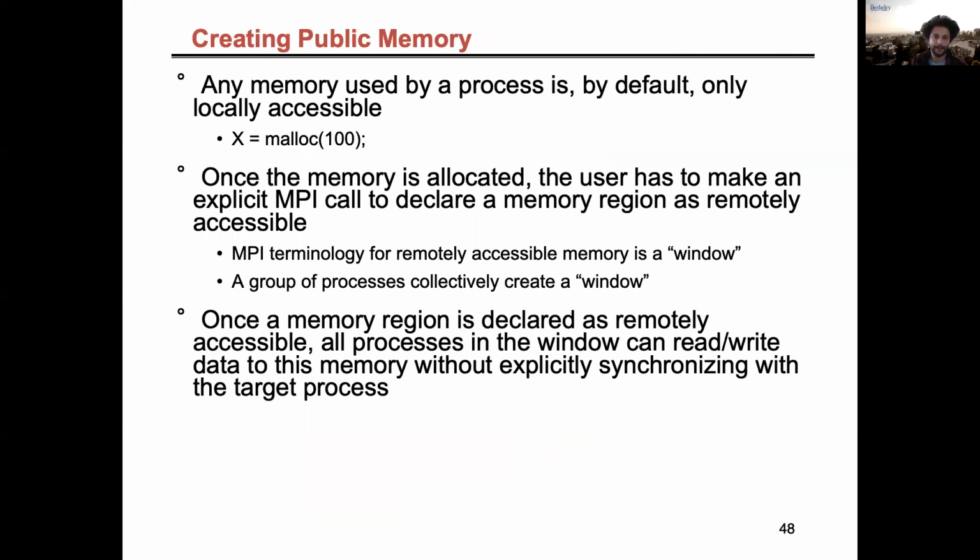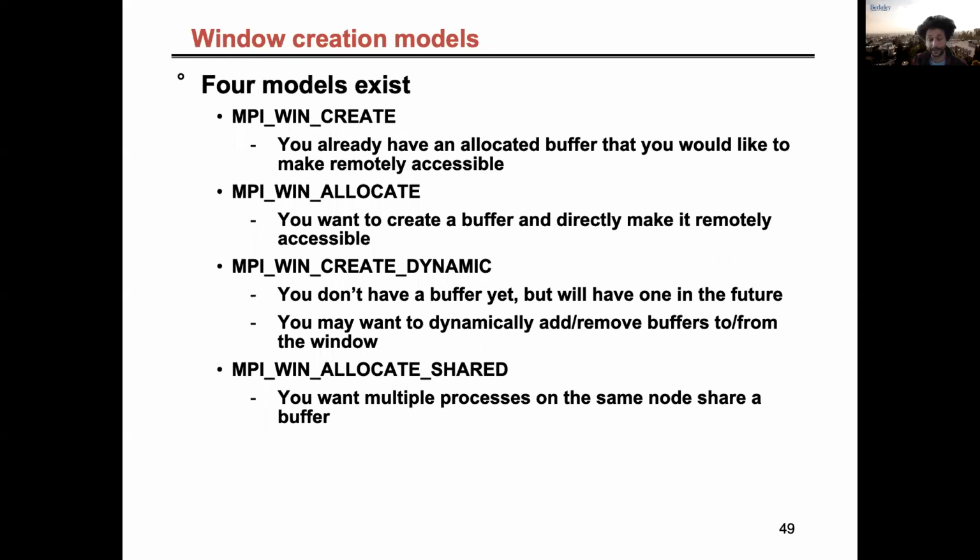Technically, you can upgrade any locally accessible memory that you have created, let's say on the heap or even on the stack, I believe. Any memory can be upgraded. And MPI calls this remotely accessible memory a window. So once a memory is declared remotely accessible, all processes in that window can read and write data to this memory location without synchronizing with the target. That's essentially the goal of one-sided communication.